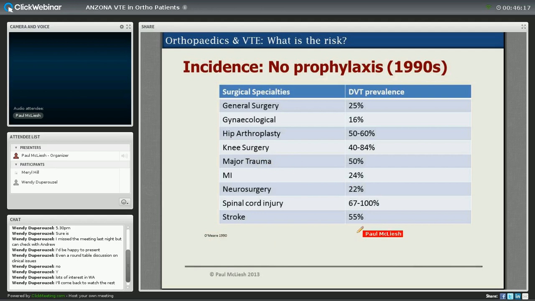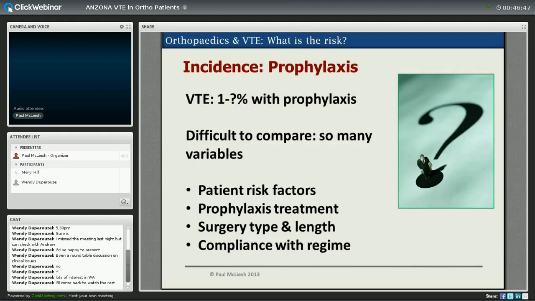So O'Meara in 1990 identified that in general surgery there was a 25% prevalence of DVT, and this is only DVT, this is not PE. It went up to 84% in knee surgery, up to 60% in hip arthroplasty, and even up to 100% in spinal cord injury, which is just huge. So again, spinal cord injuries are a very big risk factor for ending up with a DVT or a PE.